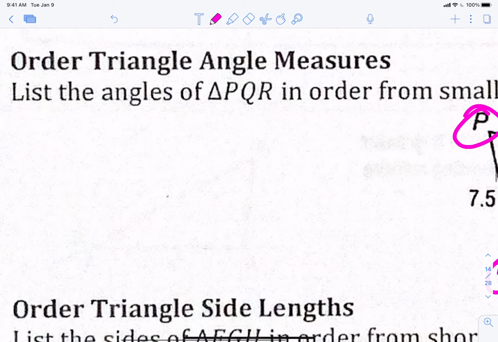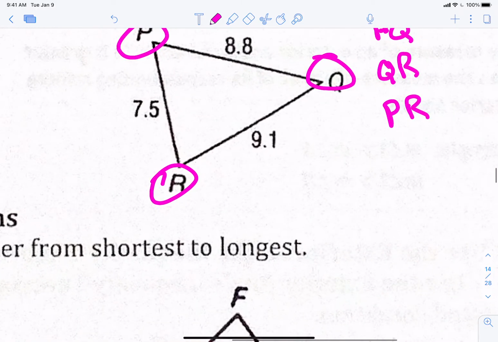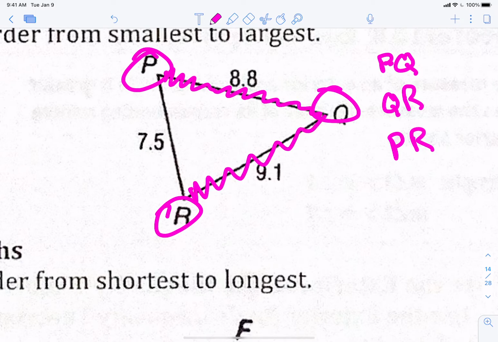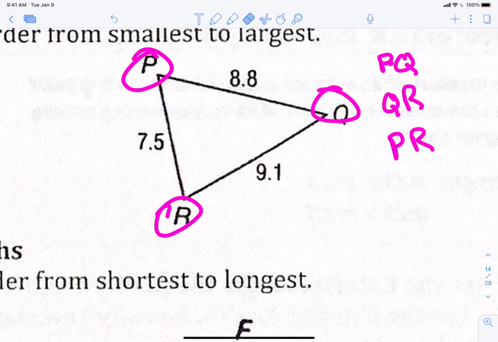They want us to order the angles from smallest to largest. We don't know anything about the angles in this case. But we know that this side is 8.8, this side is 9.1, and this side is 7.5. They all look pretty equal to me. Okay, here is the trick.